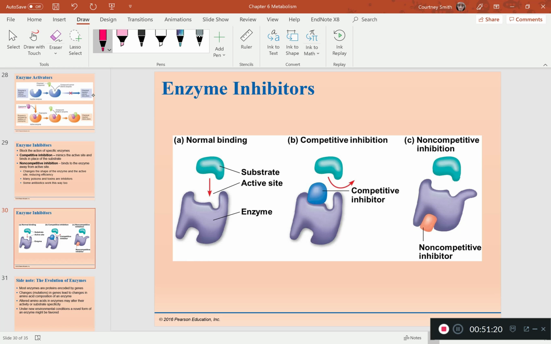Competitive is where something will actually bind to the active site, blocking the substrate. So that is competitive, where they're actively competing for that active site where the substrate normally likes to bind. Or there's non-competitive, which is where an inhibitor molecule will bind to a different region on the enzyme. But once that non-competitive inhibitor binds, it will actually change the conformation, or the shape, of the active site. And with the active site now different, that original substrate can no longer bind because it's not the proper shape.